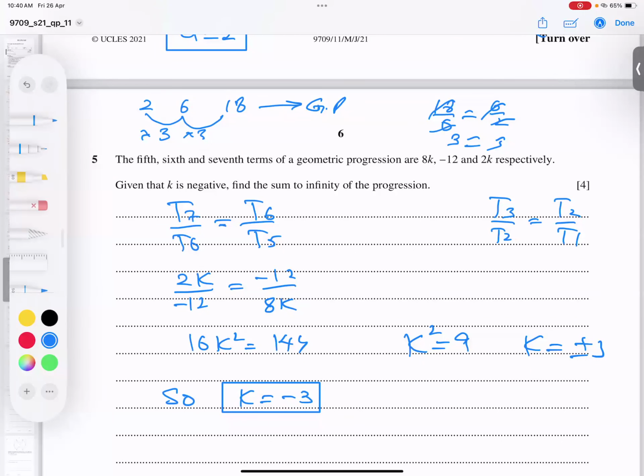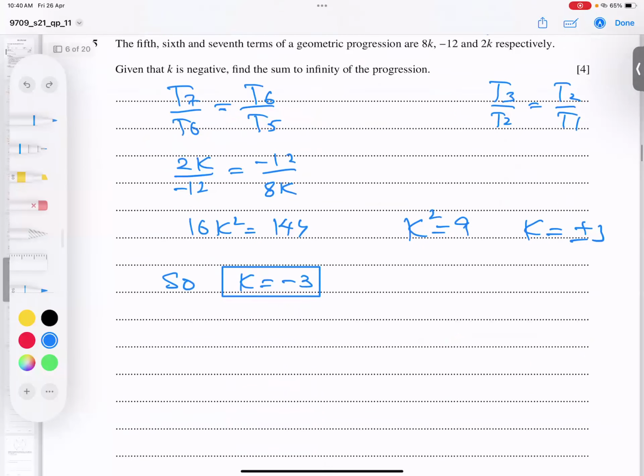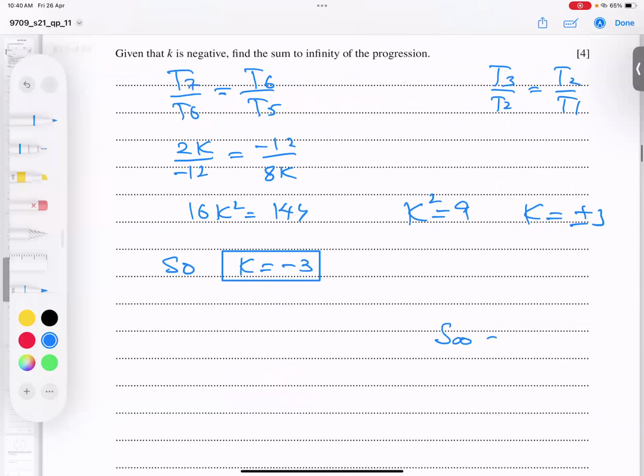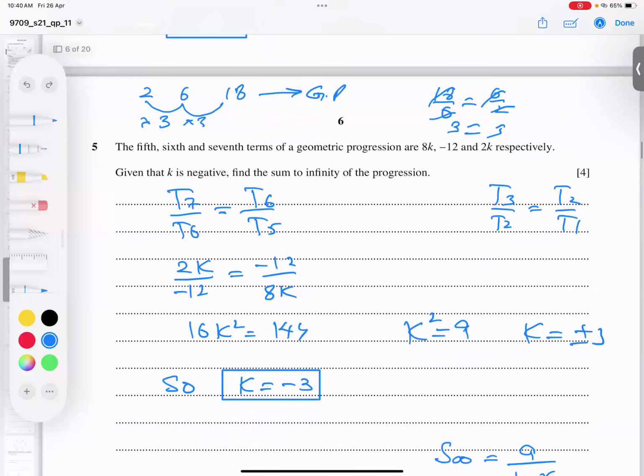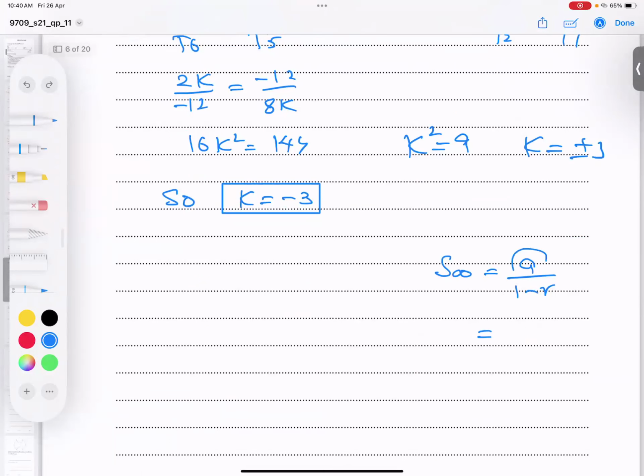Now he's asking to find the sum to infinity. And what is the basic formula of sum to infinity, students? The formula is A over 1 minus R. Question, do you have A of this sequence? No. We know the fifth term is this, and 6, 7, but 5, 6, 7. But we don't have the first term. So how to get the first term? We have an easy way to get it.